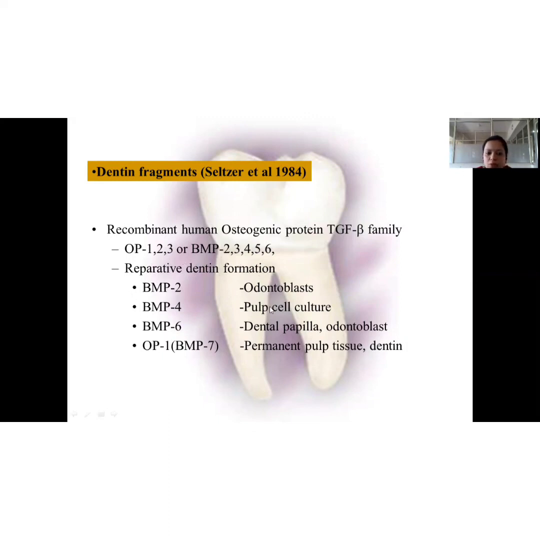So basically BMP2 acts on odontoblasts, BMP4 acts on pulp cell culture, BMP6 on dental papilla and odontoblasts, and OP1, that is osteogenic protein 1, and BMP7 on dentin.